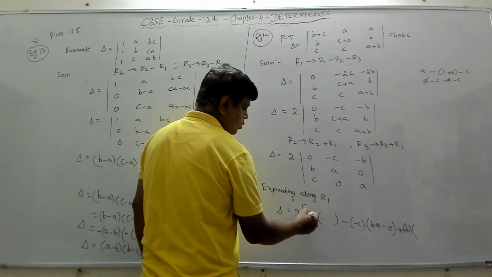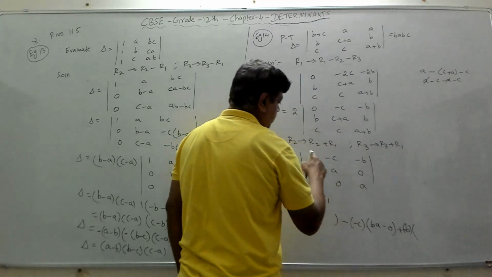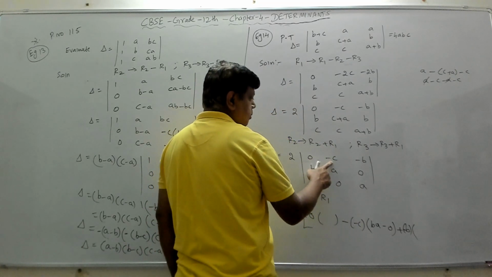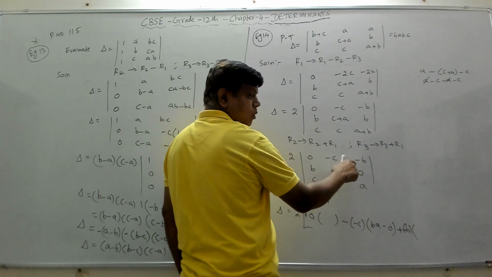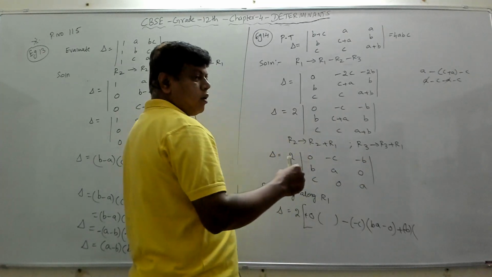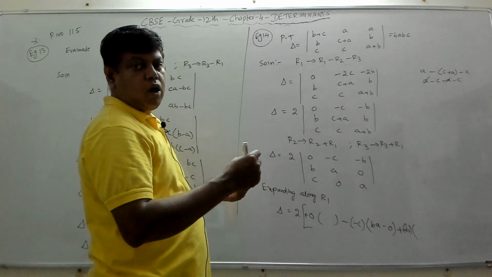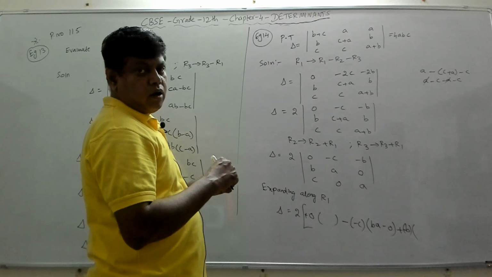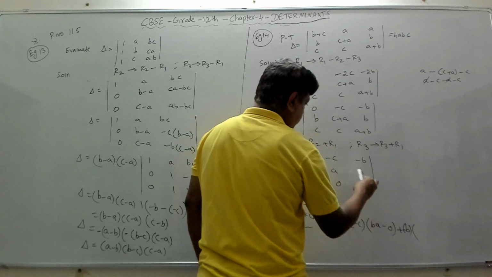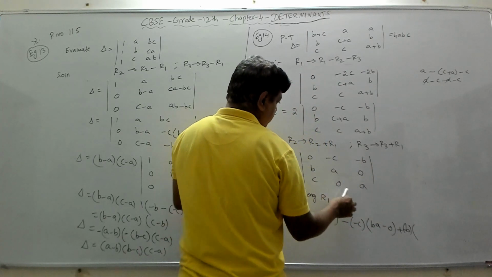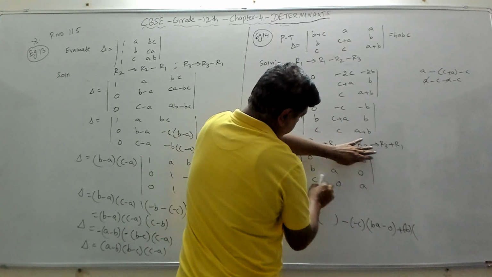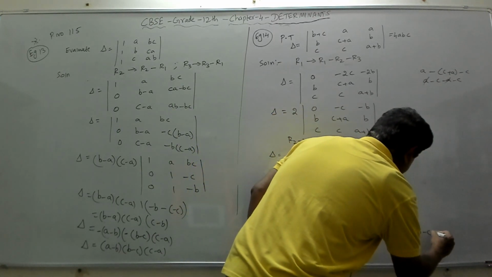So here it should be plus, then minus, then plus. Because this is A11, it will be plus. A12 will be minus. A13, 1 plus 3 is 4. So if you add the row position and column position and you get odd, you should put minus. If you get even, you should put plus. So minus B into, this will go, B into 0, right? If you close this particular row, this particular column, B into 0, 0.